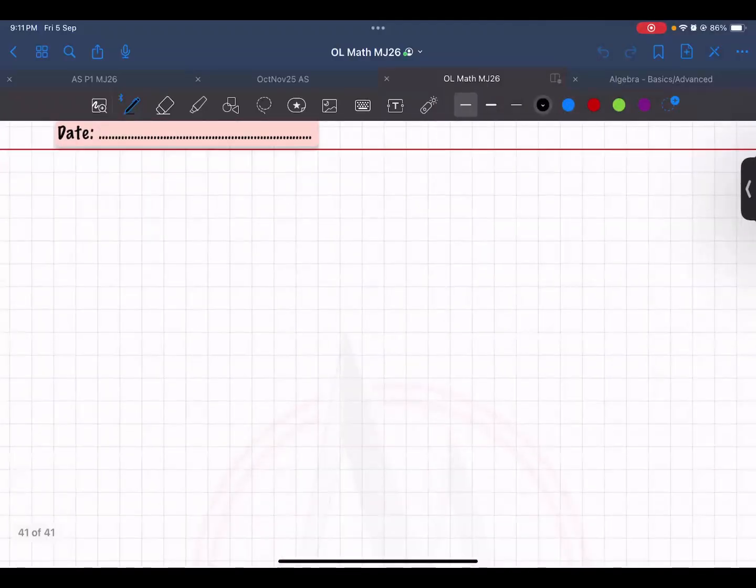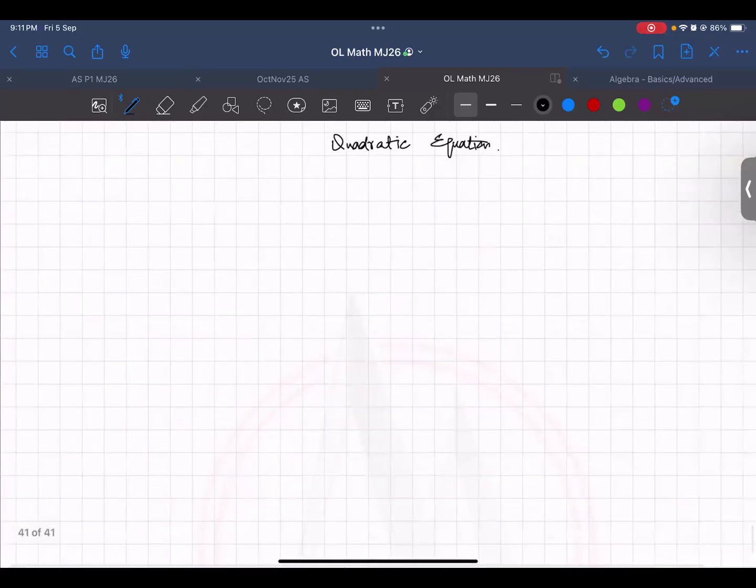Okay, so for today's class, we will learn how to solve quadratic equations using the quadratic formula. There are many ways that you can solve a quadratic equation. There are three ways, and I will also tell you how to use the calculator. So the first method is you can use middle term breaking, your factored form.